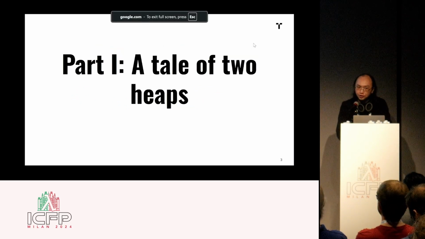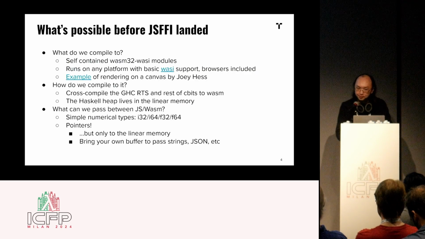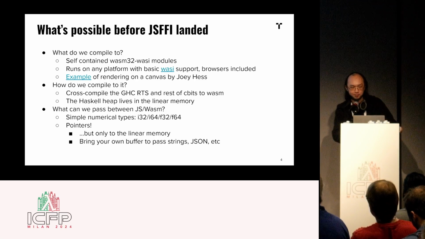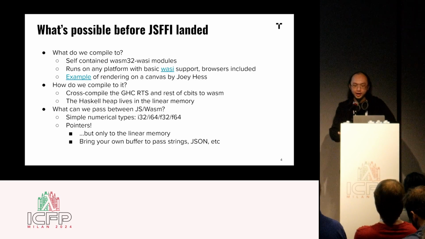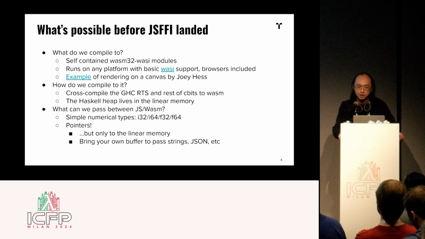So first of all, I would like to introduce how we manipulate the JavaScript values in the Haskell heap. Before we landed this JavaScript FFI feature, what we could already do is compile your Haskell code to a self-contained .wasm module, and that .wasm file can run on any platform with basic support for WASI, the WebAssembly System Interface. So that is a lot of platforms, including the browsers, as long as you have a JavaScript implementation of the WASI standard. And indeed, people have written blog posts on trying to run a Wasm module of Haskell in the browser that renders to a canvas without any support for the JavaScript FFI feature.